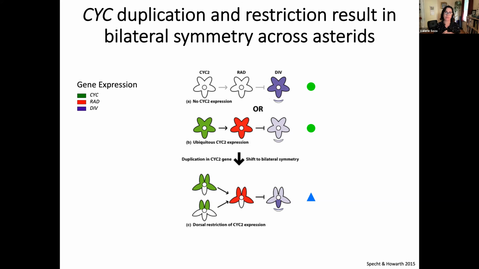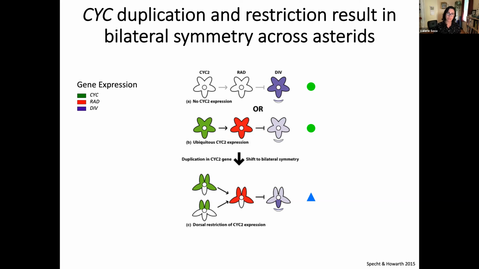Another way of getting a radially symmetric flower that has been observed in other asterids is that you can also have the cycloidea gene turned on across all of the petals, which will then turn radialis on across all of the petals. And this will inhibit divaricata, reducing its expression across the petals. And so you get a radially symmetric flower also this way.